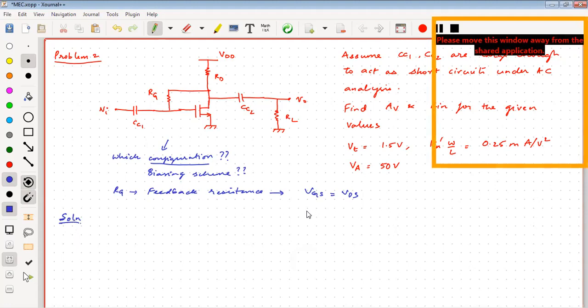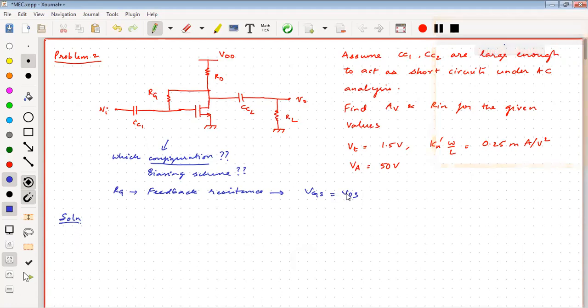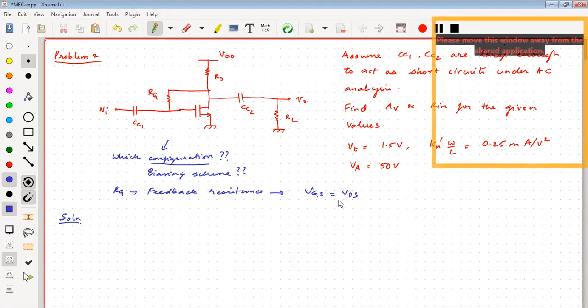It says assume C1 and C2 are large enough to act as short circuits under AC analysis. So when you draw the AC equivalent model for this, you have to disregard C1 and C2. What is being asked is AV and RF, voltage gain and RF. Given values are VT equal to 1.5 volts, Kn' W by L is 0.25 milliamperes per volt square, VA is 50 volts.